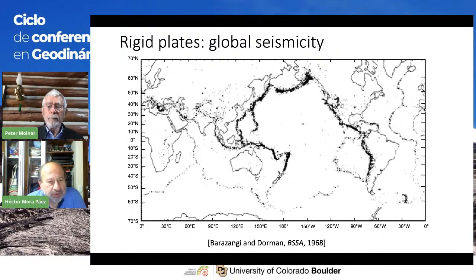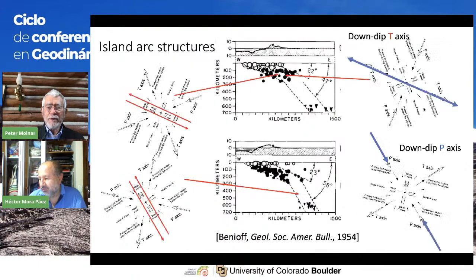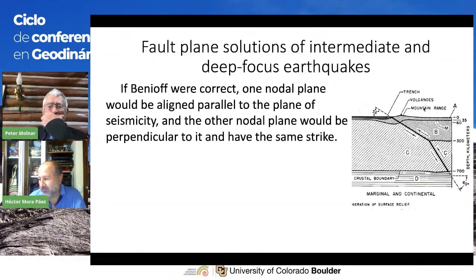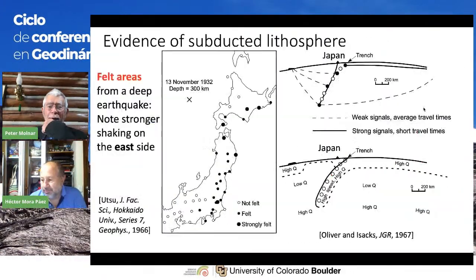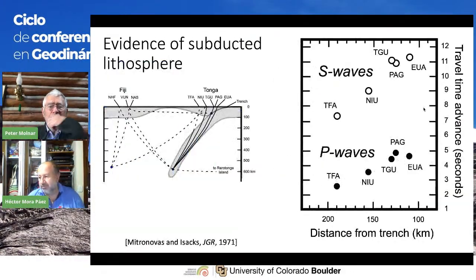There are two questions, Peter. The first one is, in plate tectonics, what processes cause rollback in the slab? So let's see if I can find a slide. Rollback is not a term I like. Rollback is not a term that I like to use.